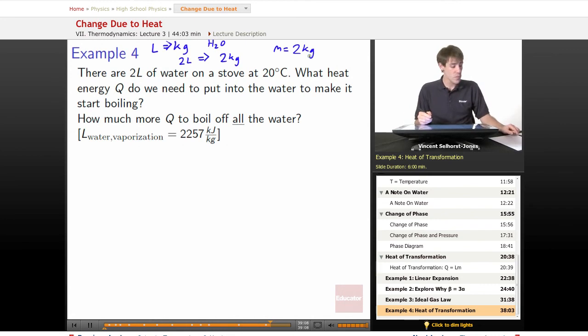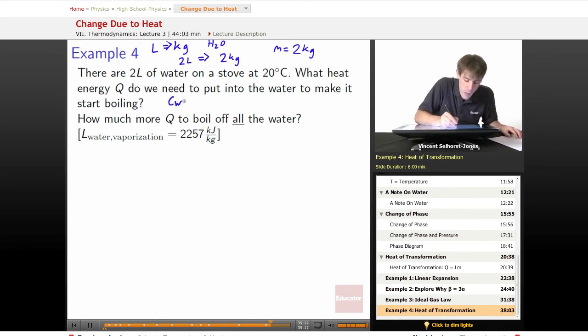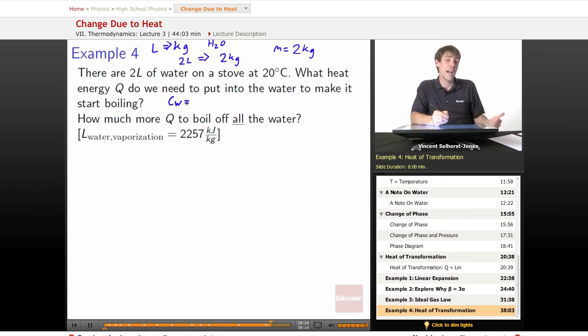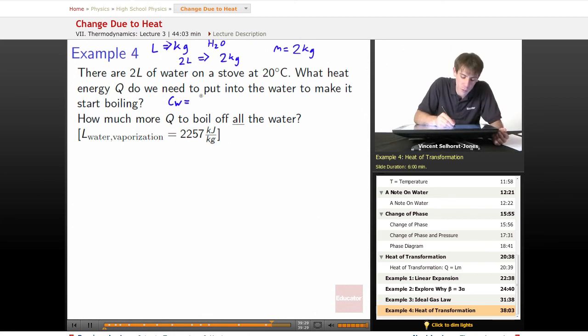So also, what's the specific heat for water? Specific heat for water is equal to 1 calorie per gram per Kelvin, right? So if it's 1 calorie per gram per Kelvin, well, that's the same thing as 4.1868 joules per gram per Kelvin, right?